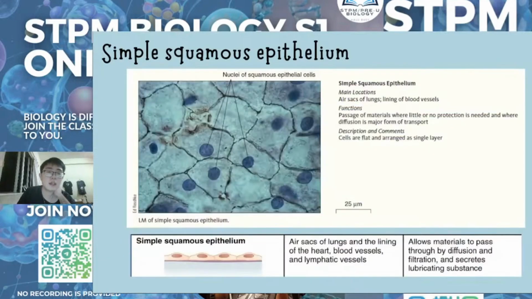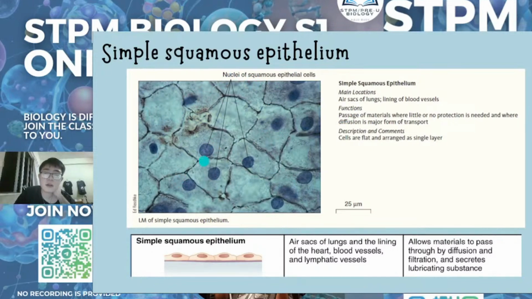So actually, before that, I just want you to see. If you look under the microscope, this is the epithelial cell. You see that the nucleus is generally located at the center of the cell. So this one is simple squamous epithelium.